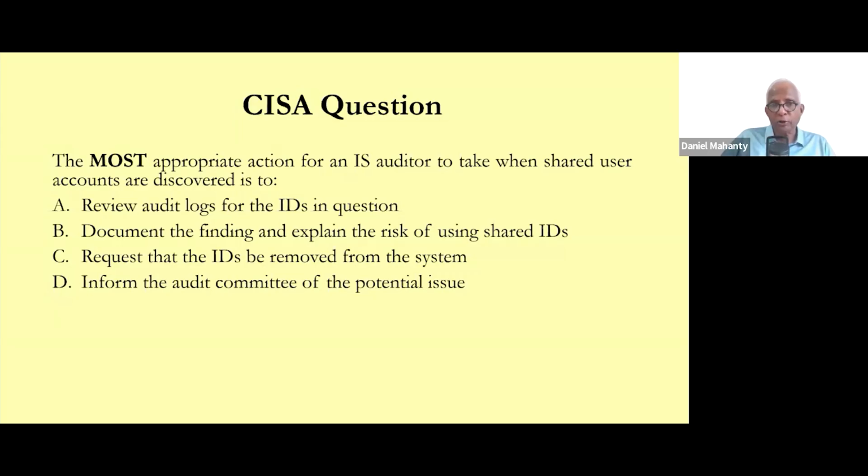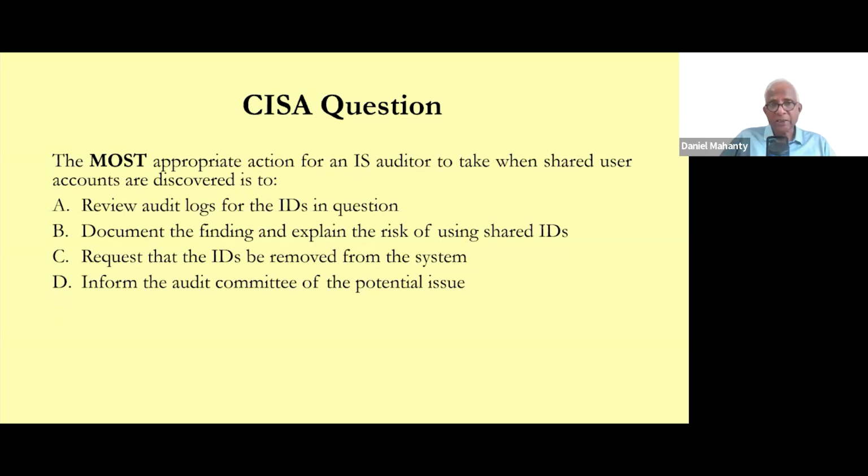The next is document the findings and explain the risk of using shared IDs. So, here as an auditor, what would we do? We will tell them, look, there is a risk involved in this. So, tell me, what is the primary risk of a shared user identity? You cannot trace the activity performed under a user account to an individual user. There are multiple users using the shared user ID. So one option is we document it and explain it to them. This is the risk involved. You can't figure out who has done what.